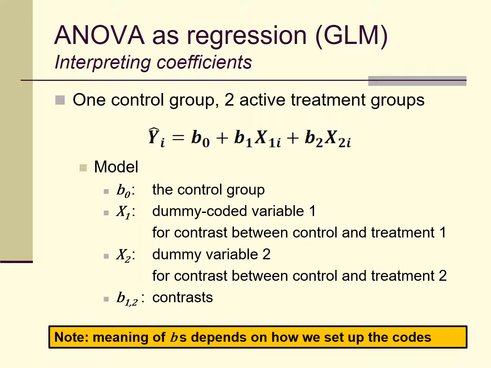Just to put this all together, here's my equation again, and now looking at it, I can see, based on looking at B sub 0, B sub 1, and B sub 2, that I know the control group mean, and I know these two contrasts, or these two differences. Now these differences work out the way they do just based on the way I set up the codes.